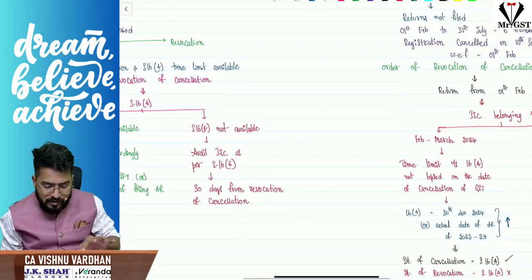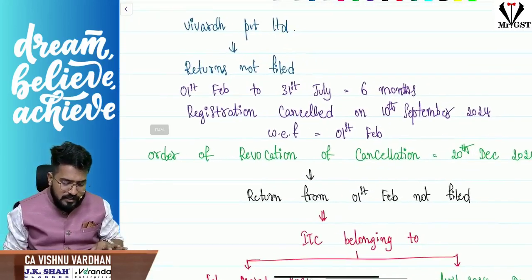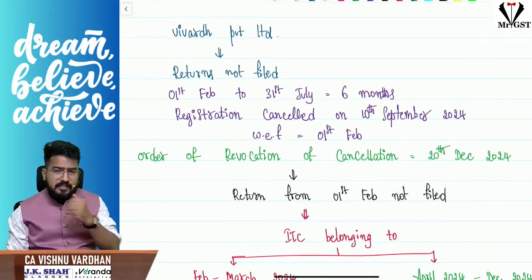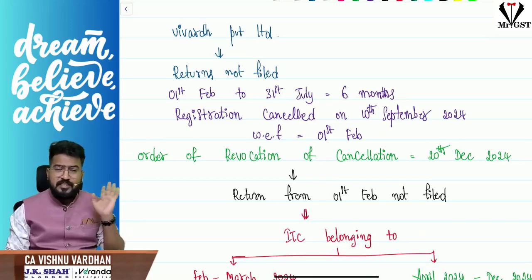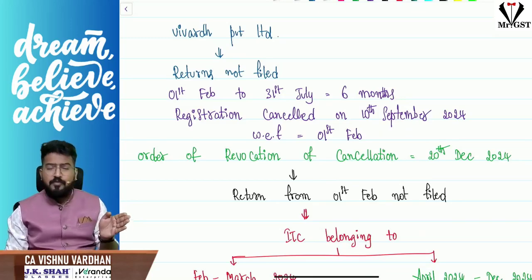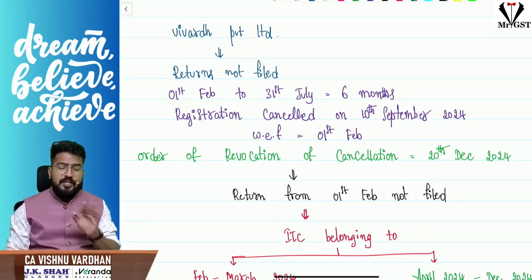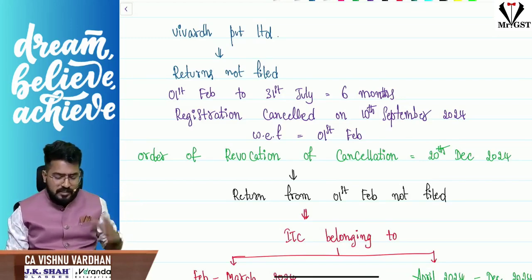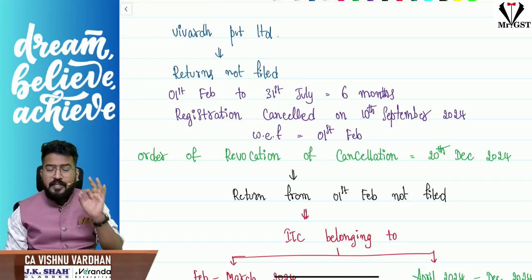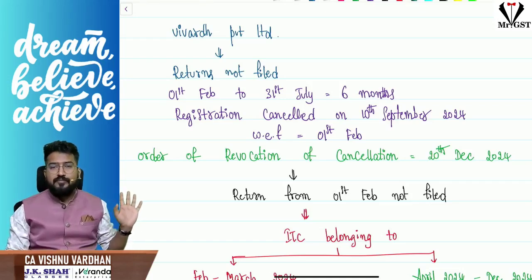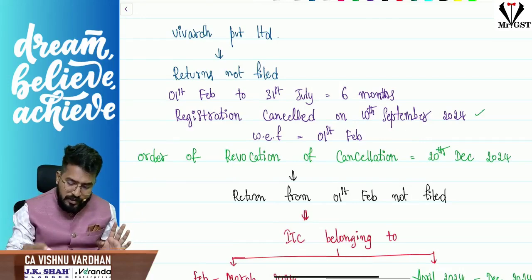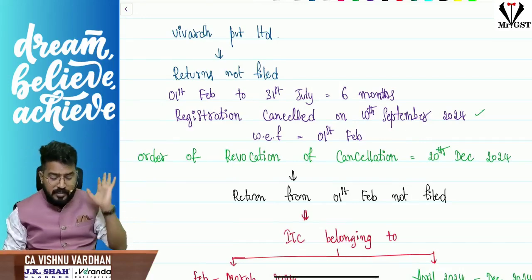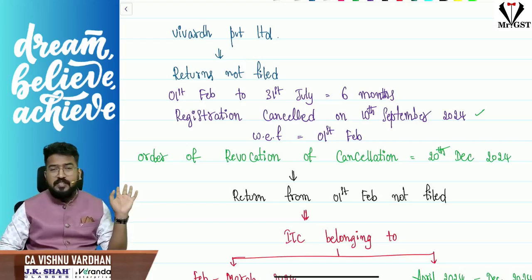See, for example, there is a company, Vivar Private Limited. They are not filing their returns continuously for 6 months, because of that the registration is cancelled. From 1st Feb 2024 to 31st July 2024, for 6 continuous months they did not file the return. So they got the notice and all that, and the registration was finally cancelled on 10th September 2024, with retrospective effect from 1st Feb 2024 itself.